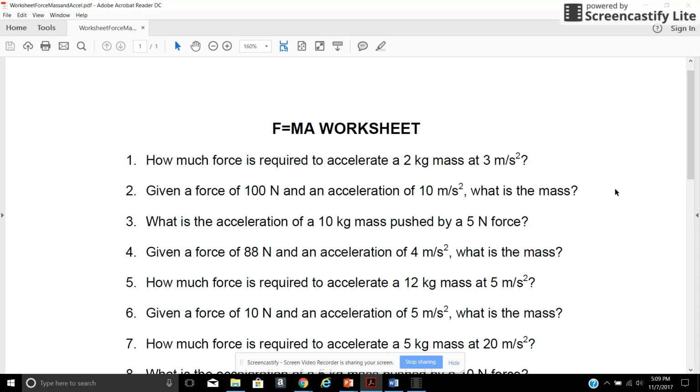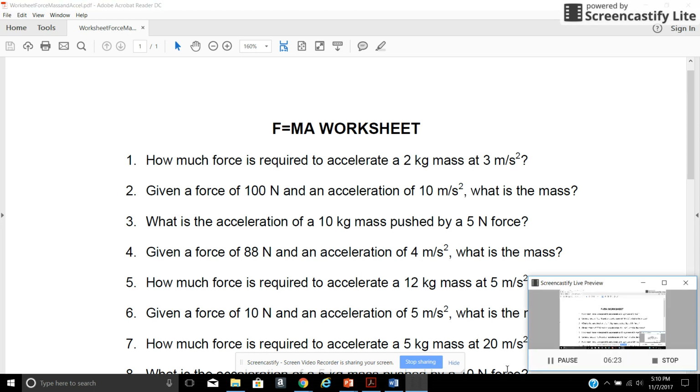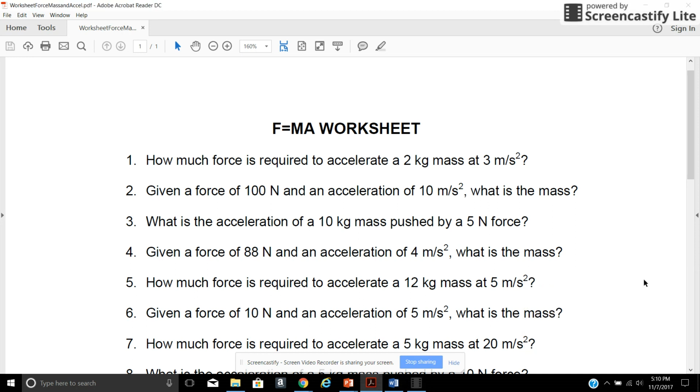So all this is doing is utilizing your triangle. You might want to draw the triangle in one of these upper corners. Please put your name on this because you will be turning it in. So all you're going to do is read each of these very short word problems. For example, number 1, how much force is required to accelerate a 2 kilogram mass at 3 meters per second squared? Identify what you have. So it's given you the mass, it's given you the acceleration. Use your foldable to find out your units and what you have. And also figure out what is it asking for.